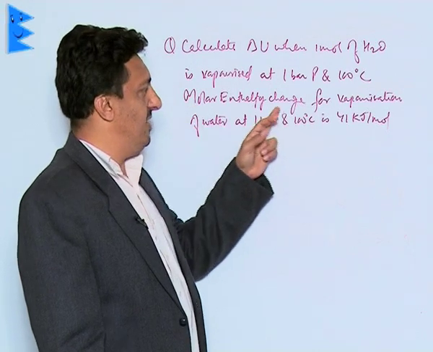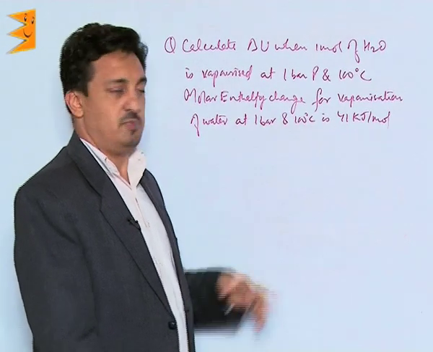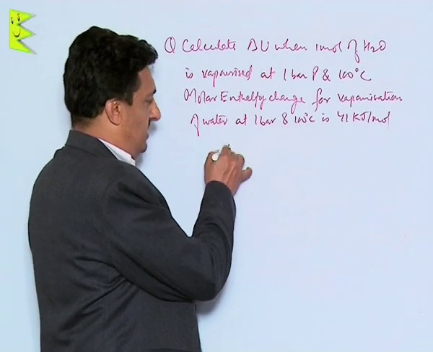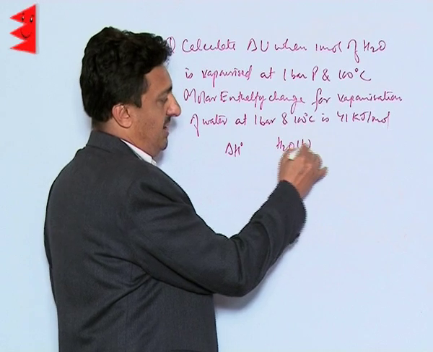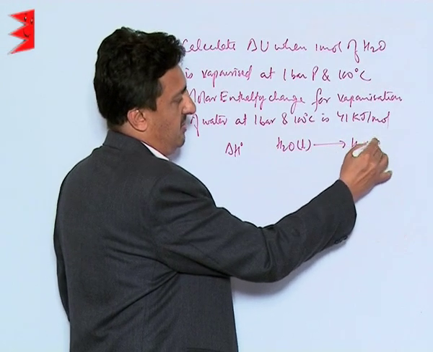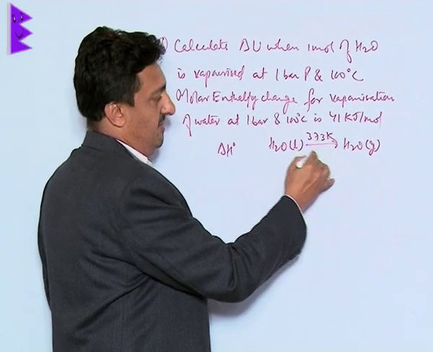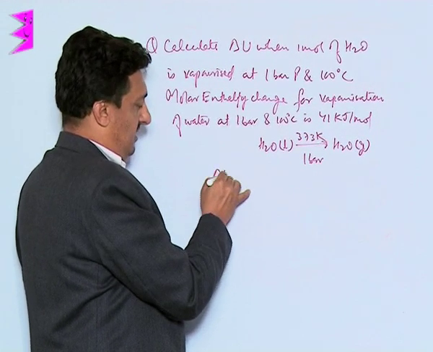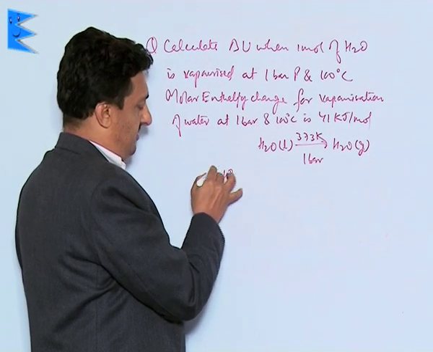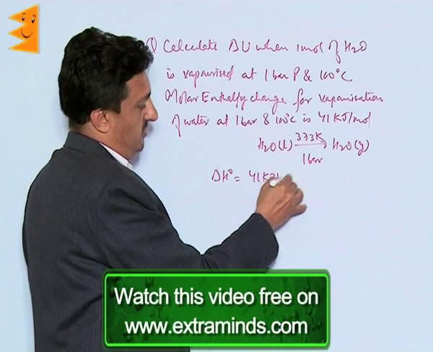Molar enthalpy change for vaporization of water at 1 bar and 100 degrees Celsius is 41 kilojoule per mole. So that means the enthalpy change for this reaction, when 1 mole of liquid water is converted into 1 mole of water vapor at 373 Kelvin and 1 bar pressure, is given as 41 kilojoules per mole.